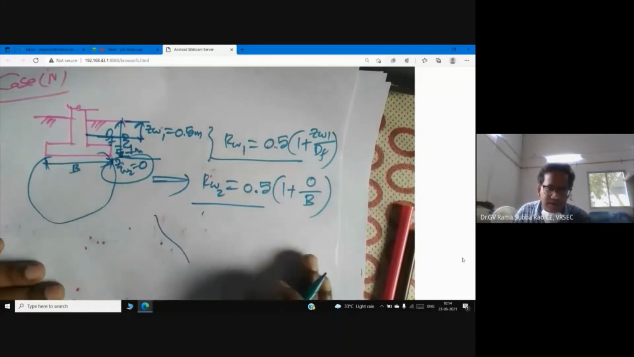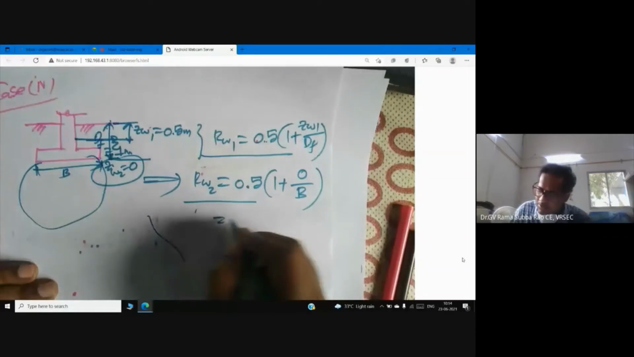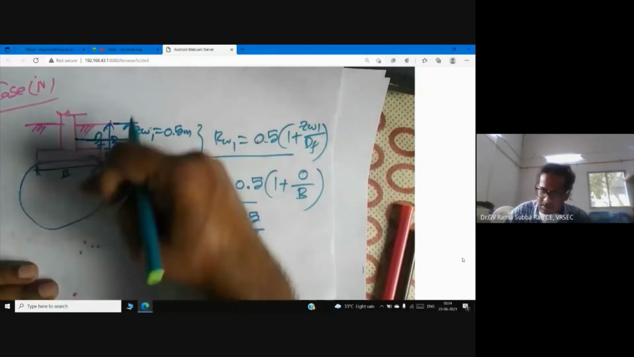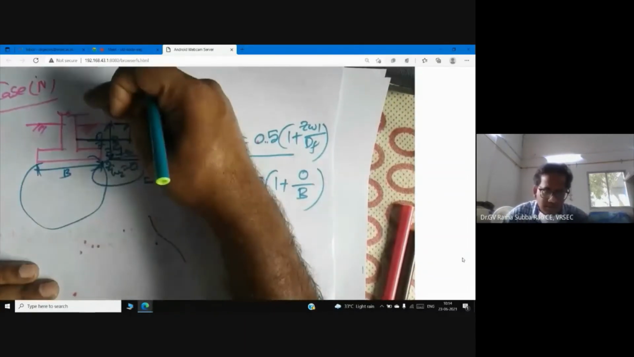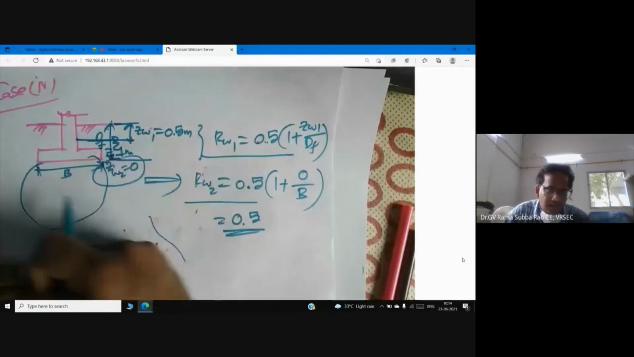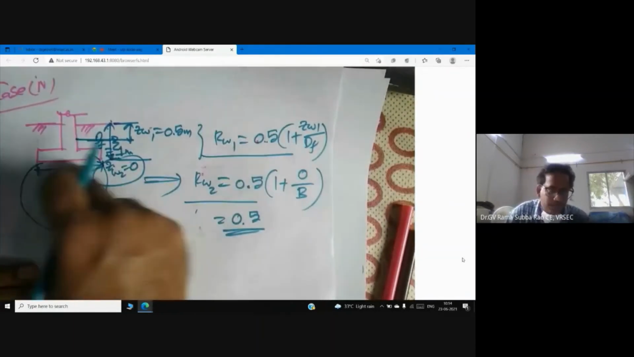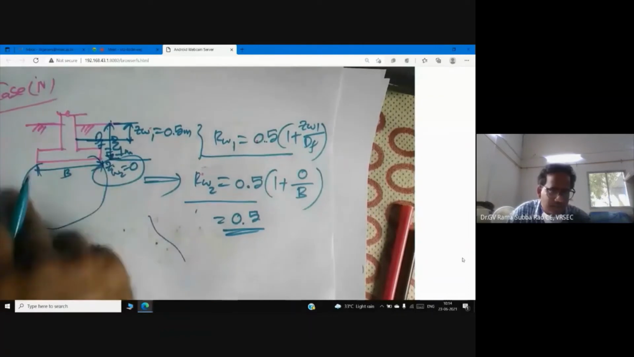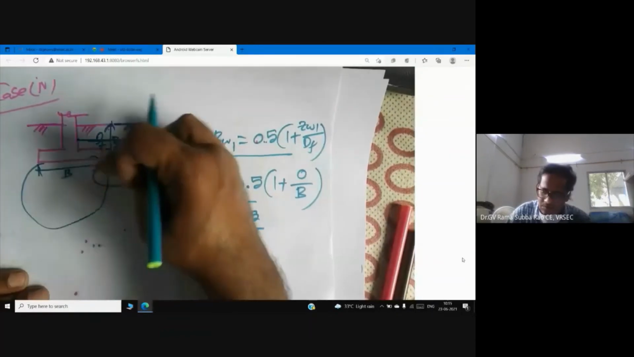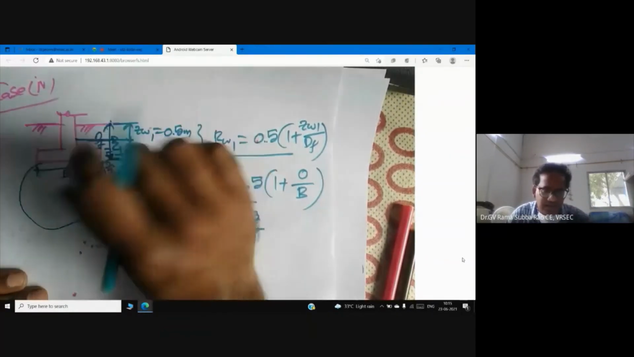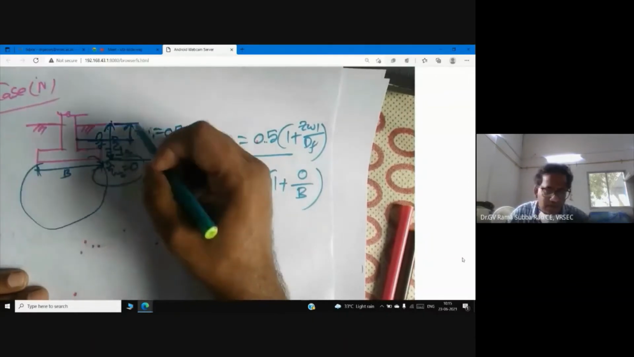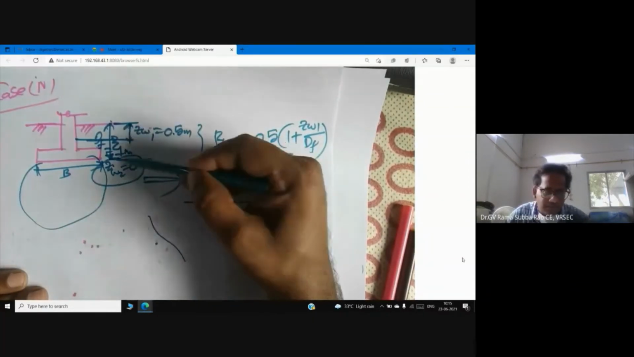Now, anyone ready to tell me how to calculate RW2? RW2 is 0.5, because the water table is already above this. Above this means it is already in submergence. The soil below the foundation is in submergence. Now the situation is at a very interesting position, in between the ground level and the base of the footing.